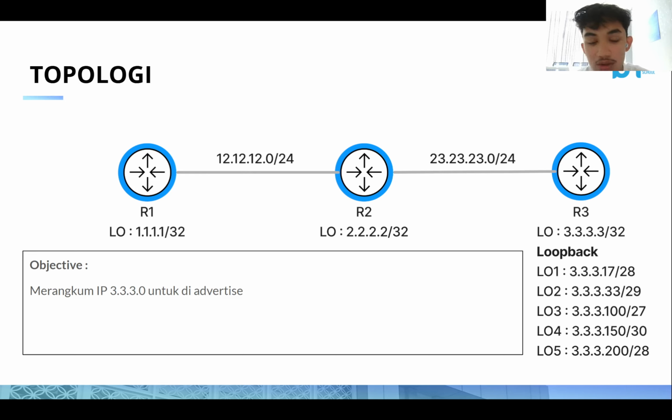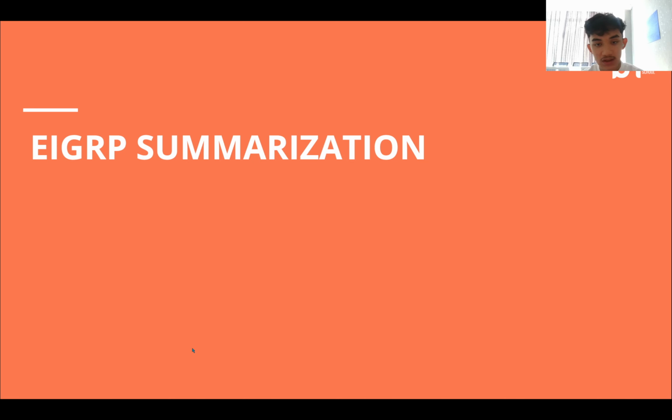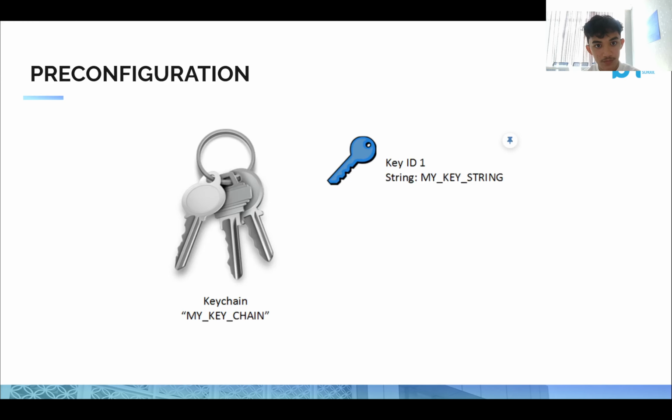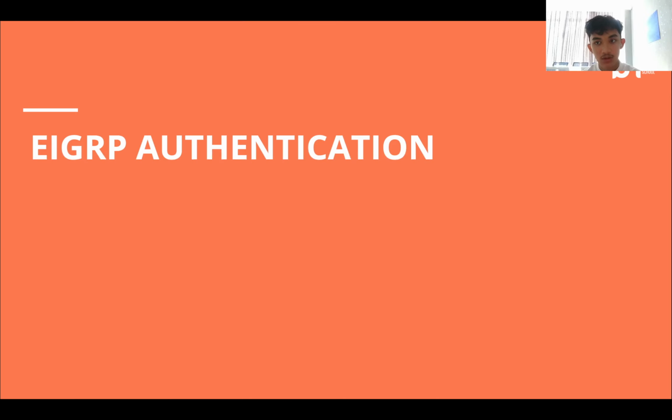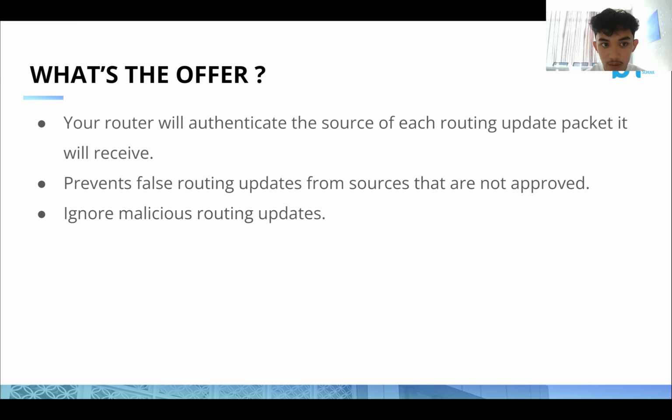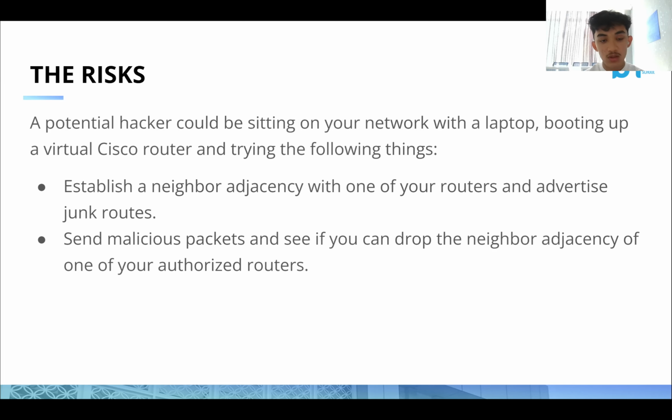In this video, we would like to continue our Cisco learning program. For this video, we'll try to create IGRP authentication. What we will do in this video is add some keychain and then add the encryption using MD5, and then establish the neighbor adjacency with one of your routers and advertise the router.